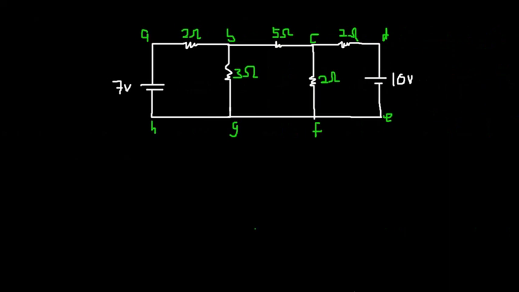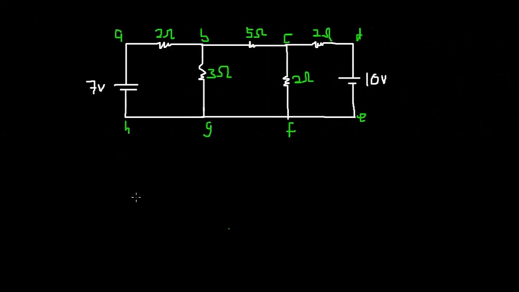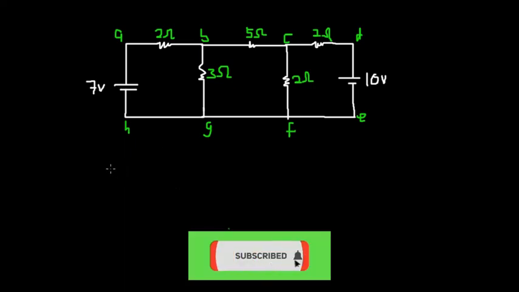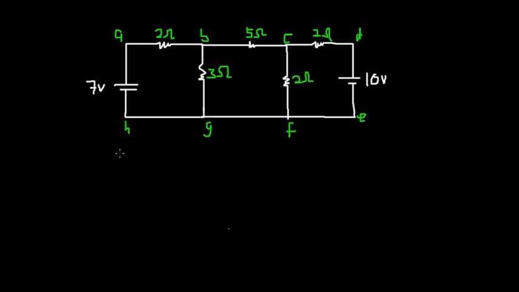This one looks familiar because it's an assignment question. Now let's try to solve this one. Let's apply our KVL, that's Kirchhoff's voltage law. Applying KVL on a loop, let's choose this loop, A, B, G, H, A.